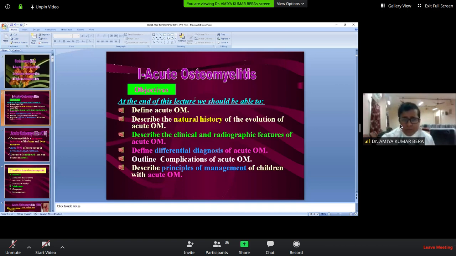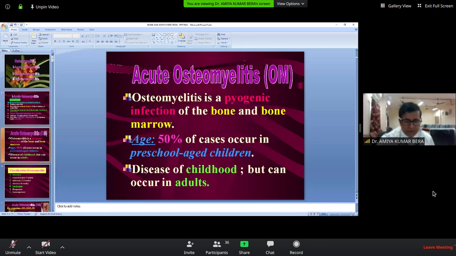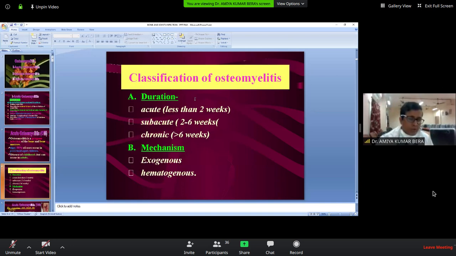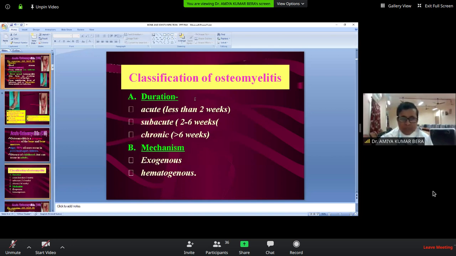It's a pyogenic infection of bone and bone marrow. More than 50% of cases occur in preschool children. When do we call it acute? If less than 2 weeks, we call it acute. If more than 6 weeks, we call it chronic. And in between 2 to 6 weeks, that is subacute. The causative organism is mostly Staph aureus and its hematogenous spread.